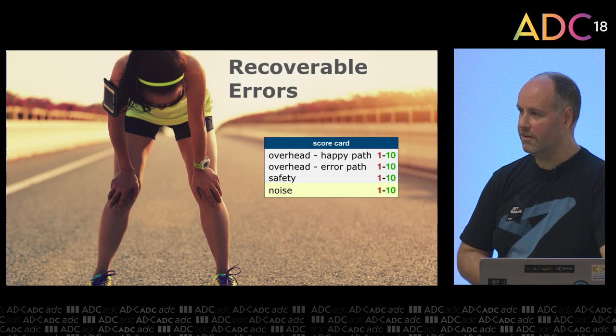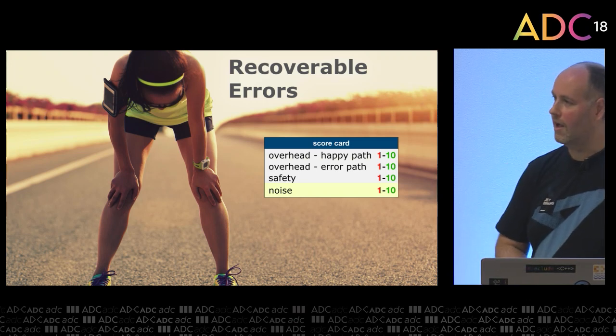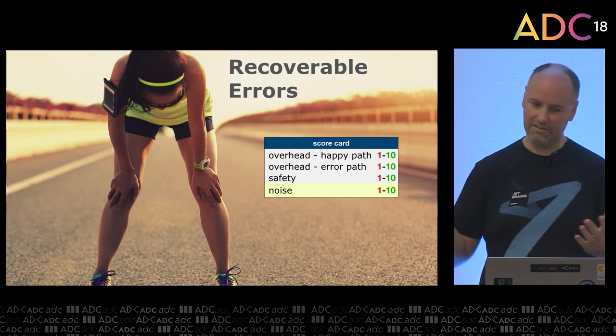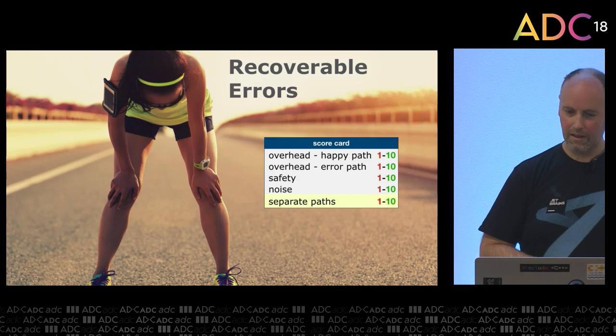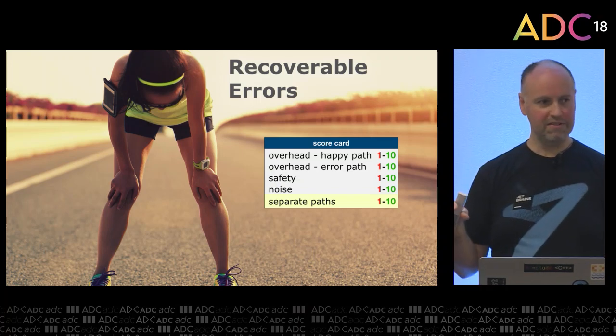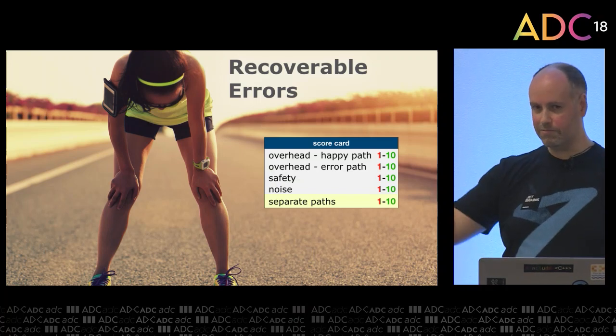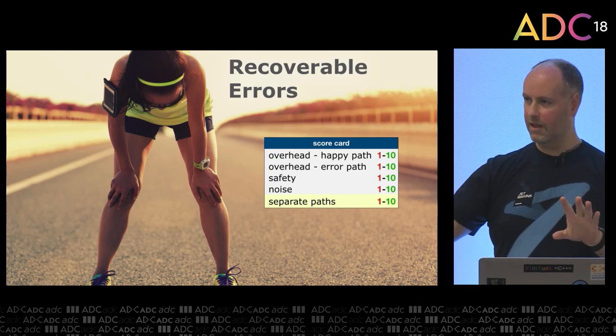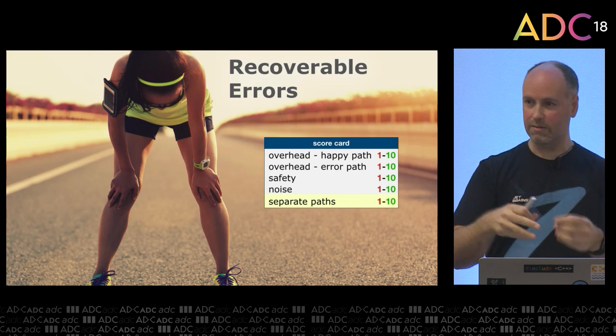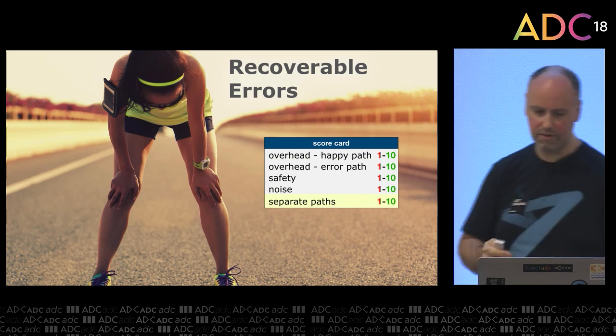Noise. Nobody likes noisy code with lots of boilerplate. It makes it hard to read, hard to reason about. Very often error handling is just lots of extra boilerplate on top of the code we actually wanted to write. Closely related to that, but I thought it was worth separating out, is this idea of having separate paths for the error path and the happy path. When they're all mixed up together, it makes it more noisy, but also makes it harder to reason about. So I think it's worth considering that one separately.